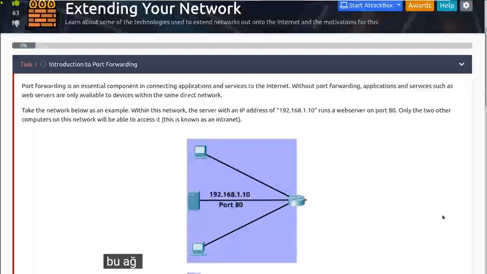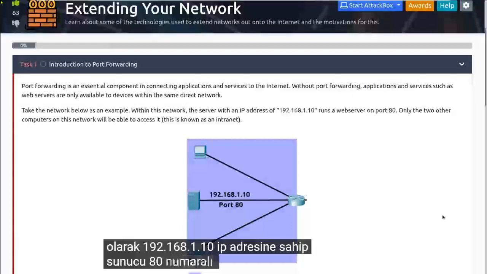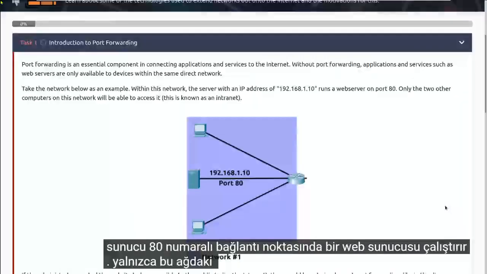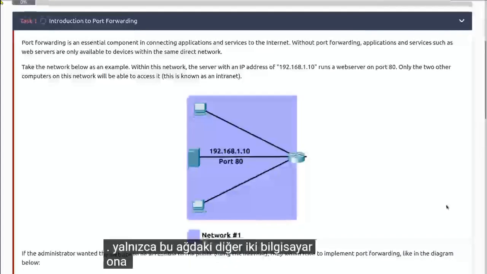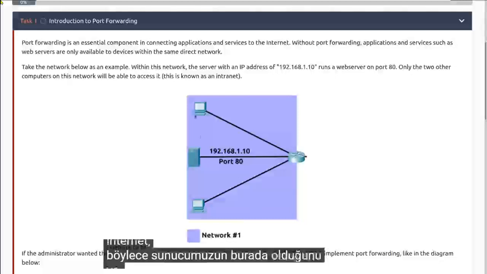Within this network, the server with an IP address of 192.168.1.10 runs a web server on port 80. Only the two other computers on this network will be able to access it, and this is known as an intranet rather than an internet. So you can see we have our server here and then a couple other computers.